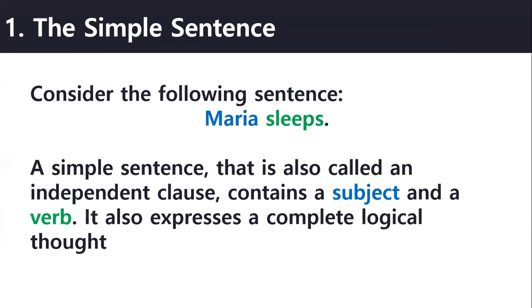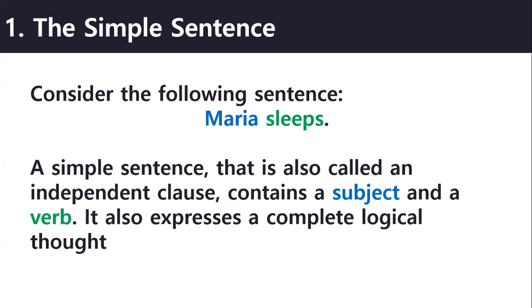In order to write a paragraph in academic English, we have three types of sentences that we can use and alternate between. The first one being the simple sentence. So, consider the following sentence. Maria sleeps. It is a valid, comprehensible sentence in the English language. It is considered a simple sentence.